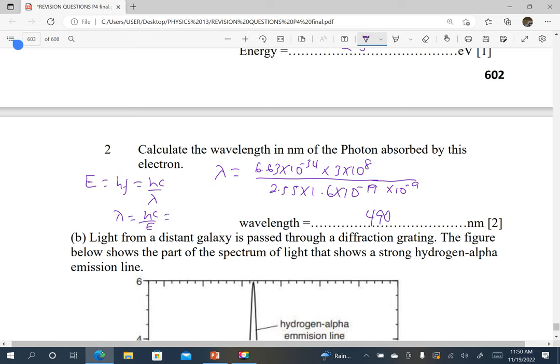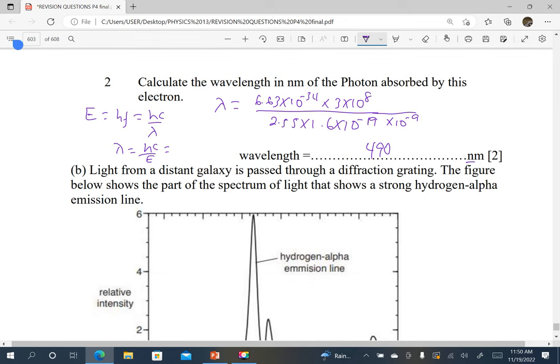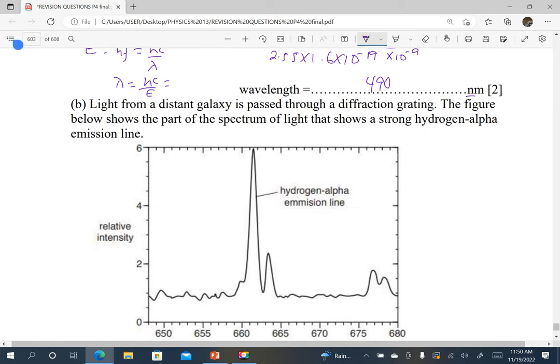To bring in a prefix, you divide by its value. To remove a prefix, we multiply by its value. Light from a distant galaxy is passed through a diffraction grating. The figure below shows the part of the spectrum of light that shows a strong hydrogen alpha emission line.